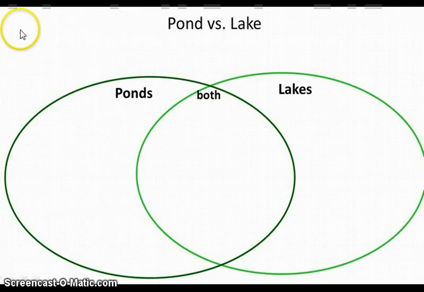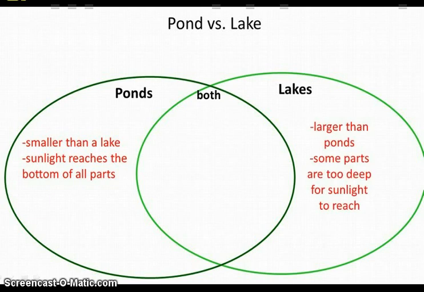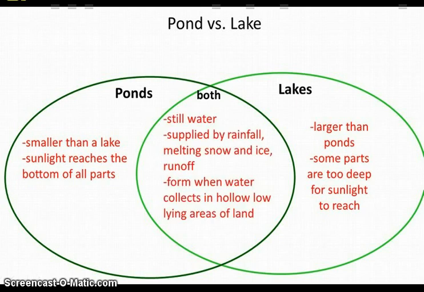Let's check your diagram. Be sure to stop the video if you need to add or change information on your paper. Ponds. Smaller than a lake, sunlight reaches the bottom of all parts. Lakes. Larger than ponds, some parts are too deep for sunlight to reach. Both. Still water, supplied by rainfall, melting snow and ice, runoff. Form when water collects in hollow, low-lying areas of land.